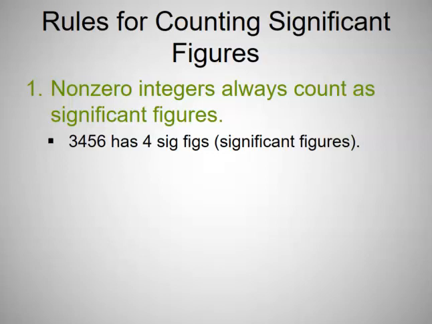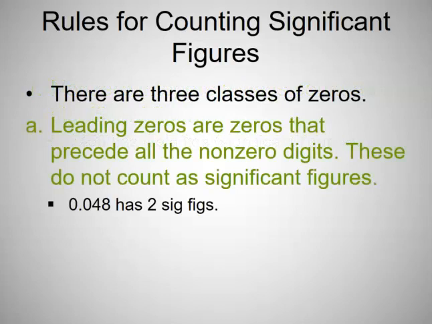All right, so first things first, when you're looking at a number, one of the things you'll have to do in class is I give you a number and you tell me how many sig figs there are. So, what digits are significant? What are not significant? Really easy. If it's not a 0, it's significant. Anything that's non-zero, all non-zero integers always count as sig figs. So 3,456, 4 sig figs. Very easy. Now let's get to the zeros.